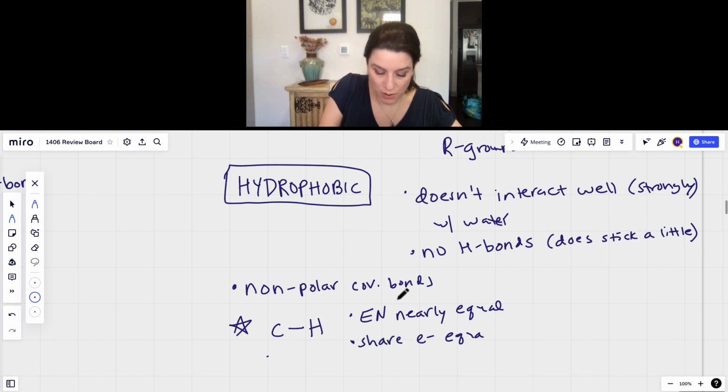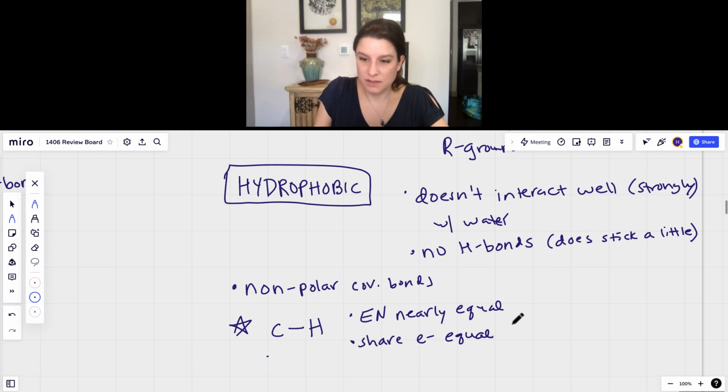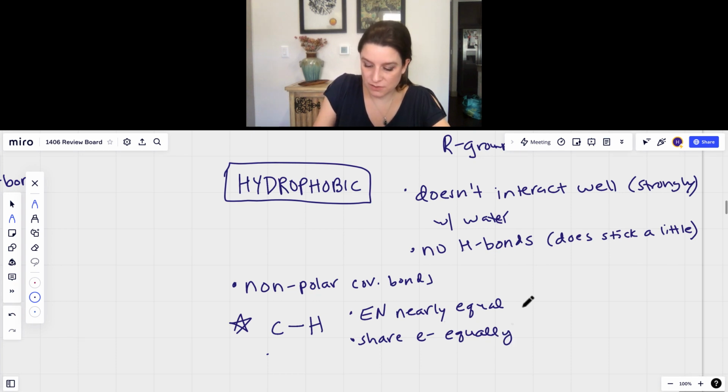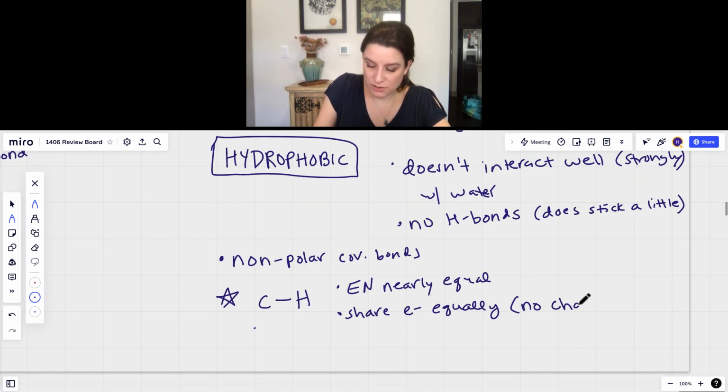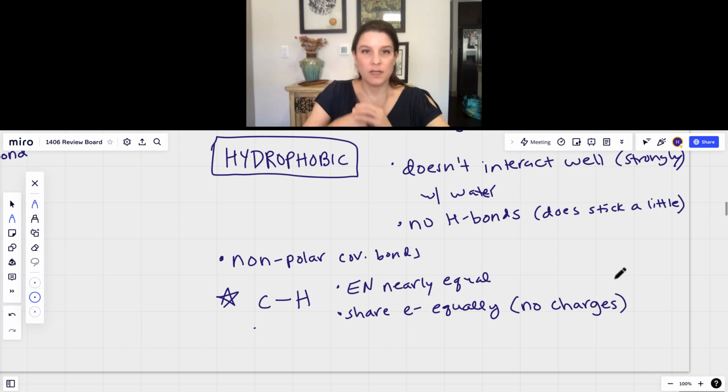which means there's no poles. There's no places where the electrons are more or less concentrated. So that means that there's no charge, no partial or full charges. This is not the same as neutral. Neutral, in biology, we're usually referring to something at the pH of 7. So I call it no charge instead of neutral.